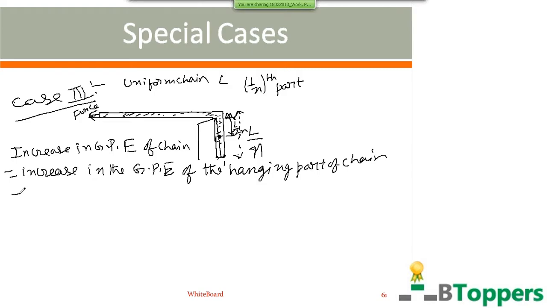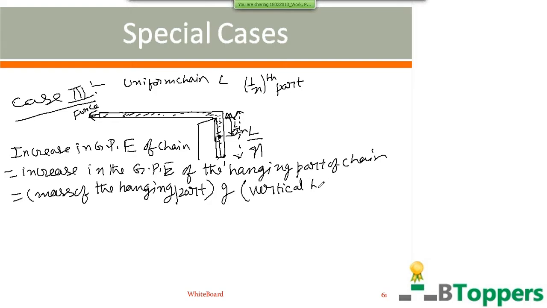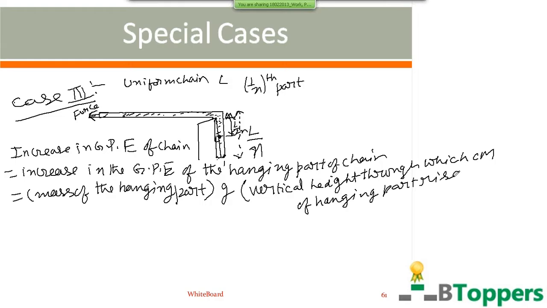So the increase in the gravitational potential energy of the hanging part of the chain is equal to the mass of the hanging part of the chain multiplied by acceleration due to gravity multiplied by the vertical height through which the center of mass of the hanging part rises. CM means center of mass.